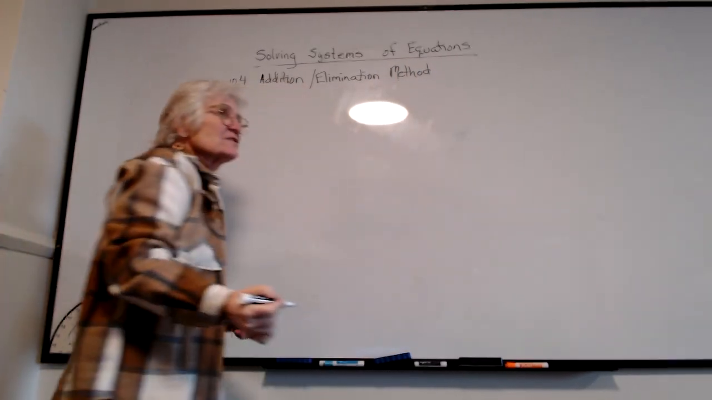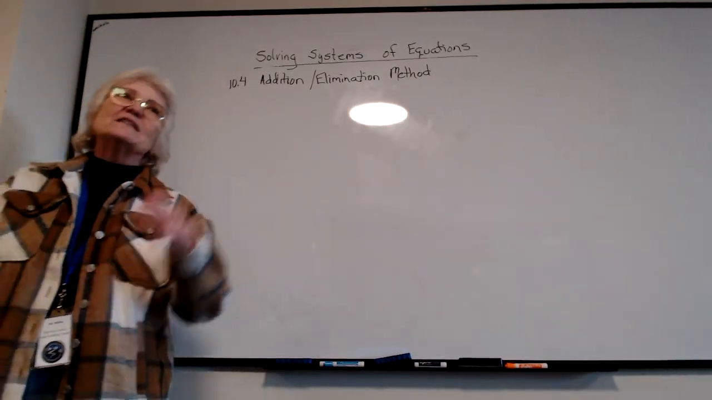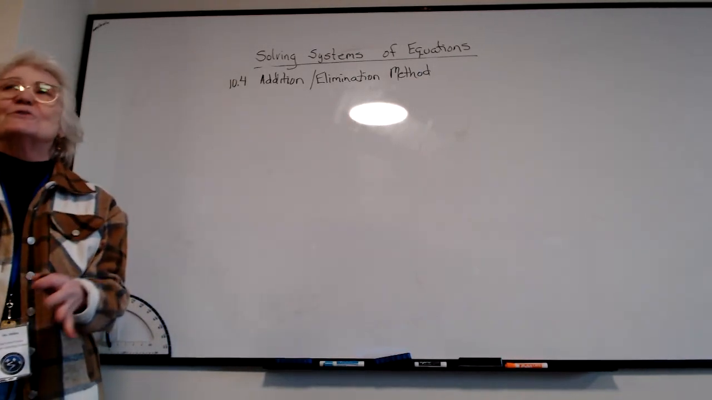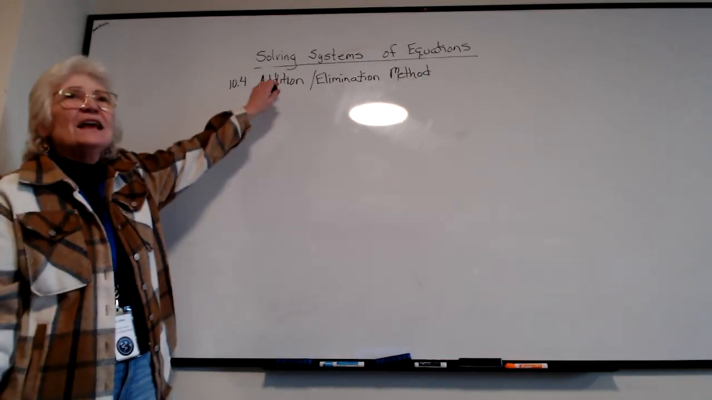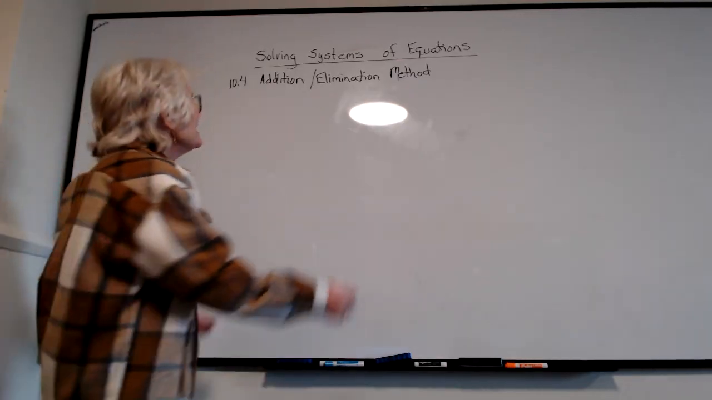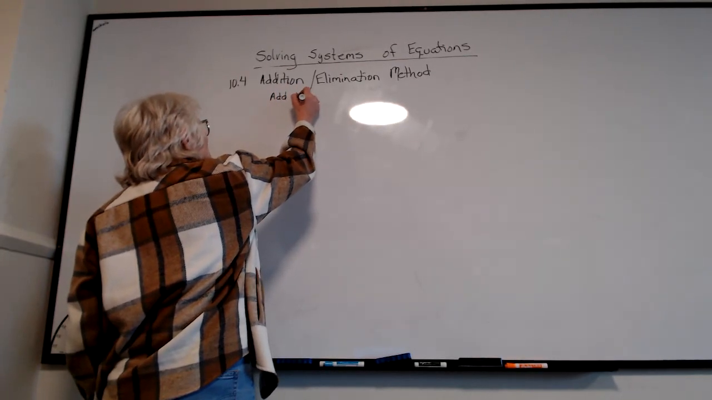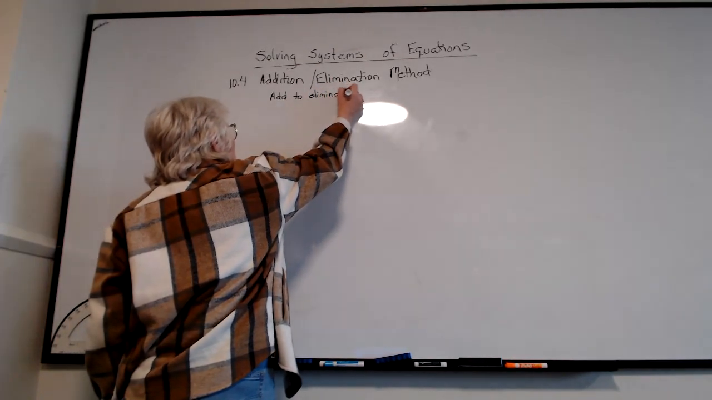Now again, this is to solve systems. It's to find the point where they intersect. It's to find the value of x and the value of y that makes both equations true. Okay? I like to put it together and say we're going to add to eliminate. You'll understand that as we go through it. So I like to call this the add to eliminate method.